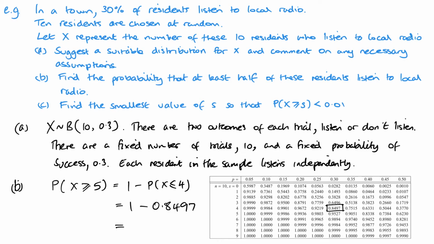0.8497. And then in my calculator, I get 0.1503. Nice and hopefully not too difficult. Now, part C is obviously where it gets a little bit harder. I'm just going to make a little bit of room.